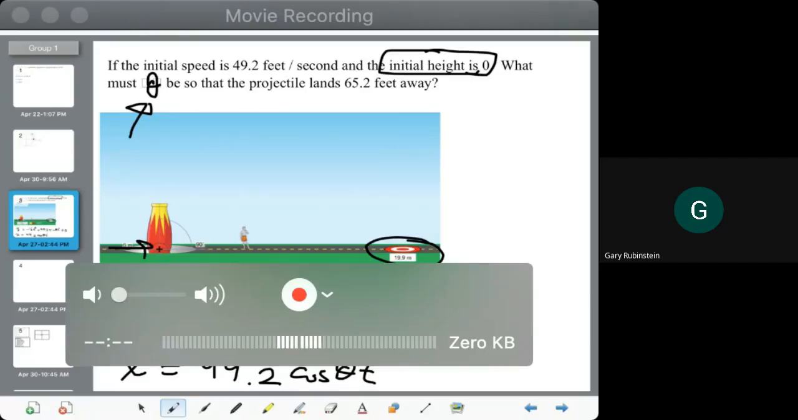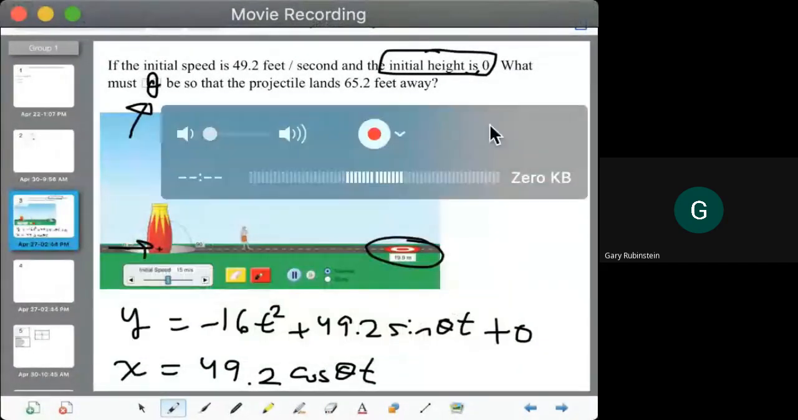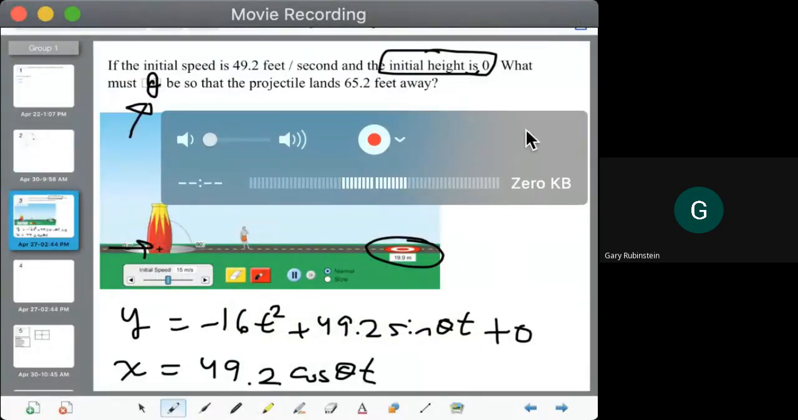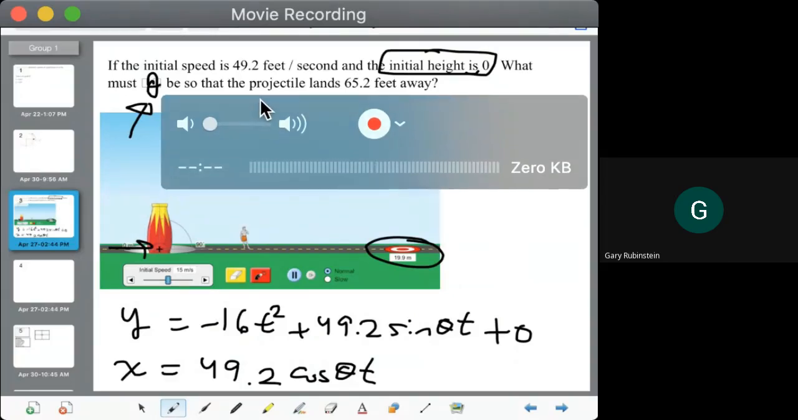Is it possible? Oh, wait. Oh, it's blocking the equation. Let me see why that is. Oh, this weird thing? What is that? Oh, I know what that is. Sorry about that. There we go.